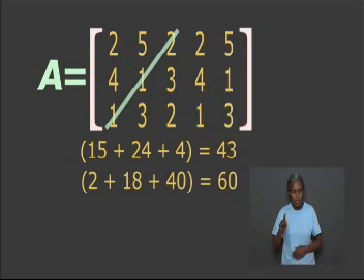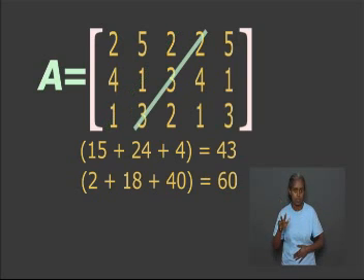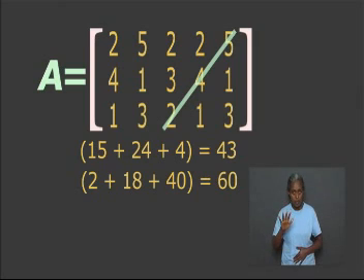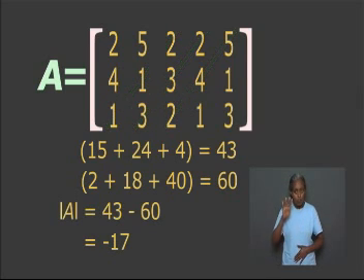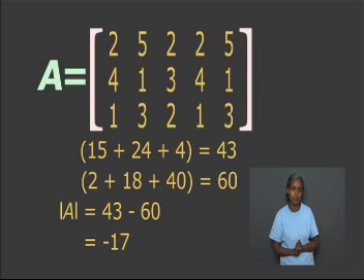1 times 1 times 2 equals 2. 2 times 3 times 3 equals 18. 5 times 4 times 2 equals 40. Therefore, the second sum equals 60. 43 minus 60 equals negative 17. So the determinant of matrix A is negative 17.